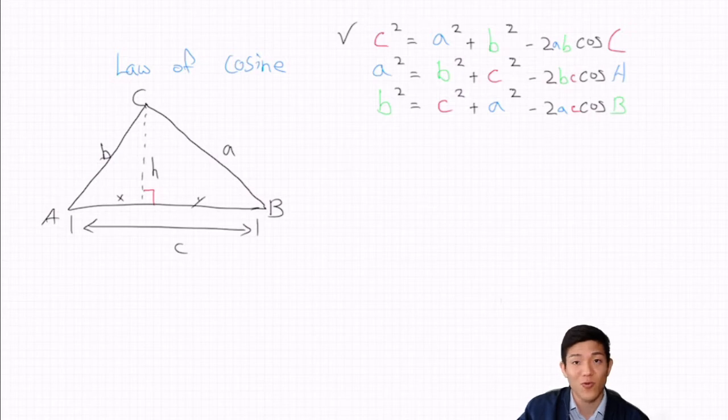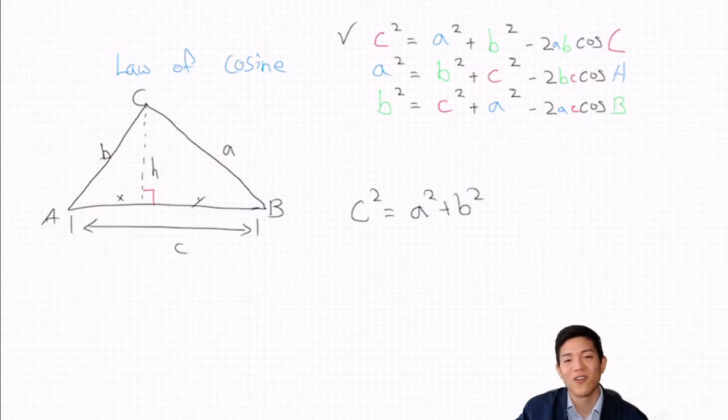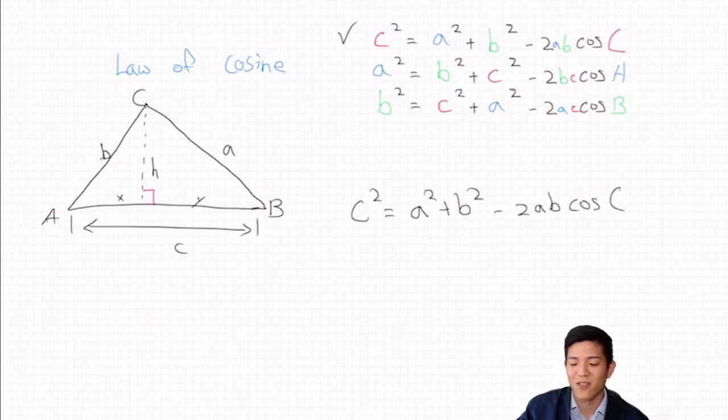So I memorized the first one because this was the most similar one to the Pythagorean theorem. The Pythagorean theorem is what? c squared is equal to a squared plus b squared, right? That's the Pythagorean theorem. Look at the first one. We already have c squared is equal to a squared plus b squared. Okay, good. So that works. So that's the one that I used. And then we have an extra part, minus 2ab cosine of C.